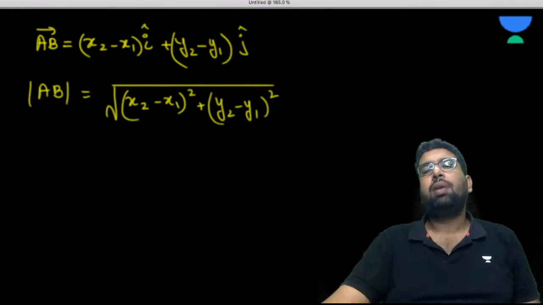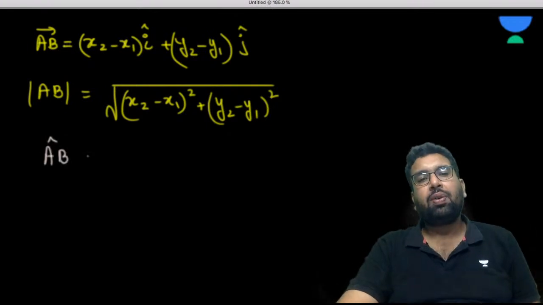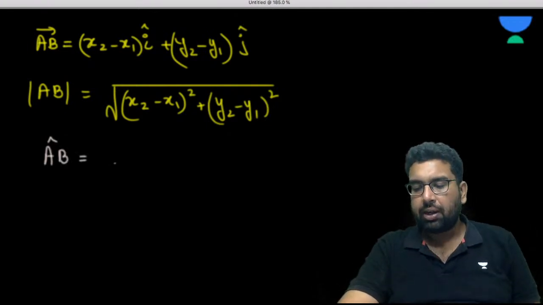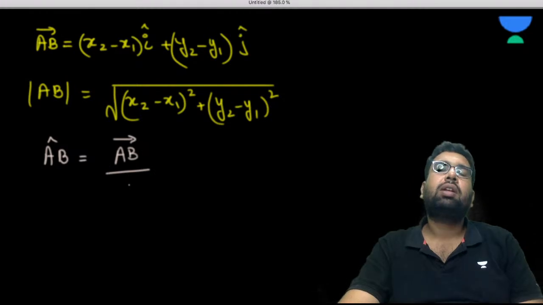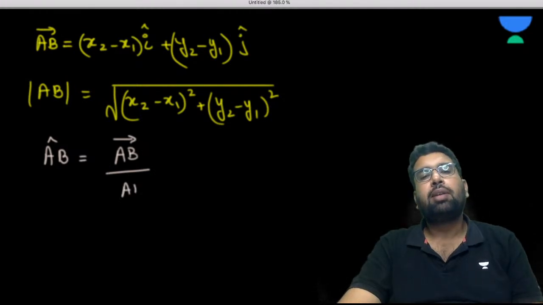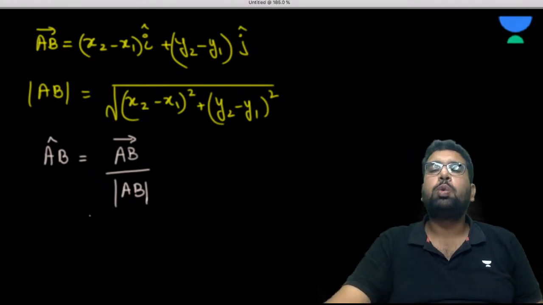Now, if you are asked to find the unit vector in this direction, what are you going to say? Sir, obviously the unit vector in some direction is the vector divided by its magnitude. So if we are asked to find the unit vector in some direction, we will be able to do that.